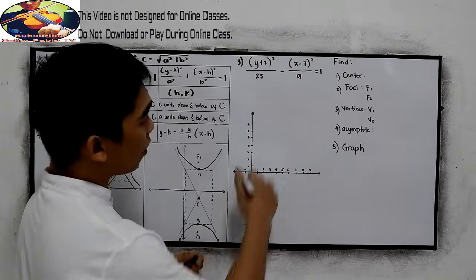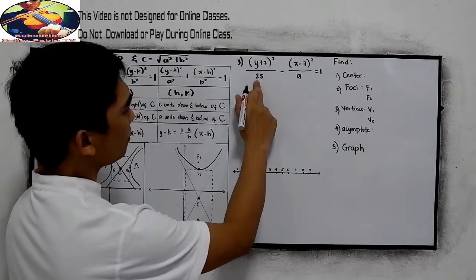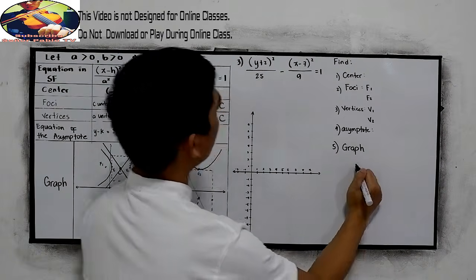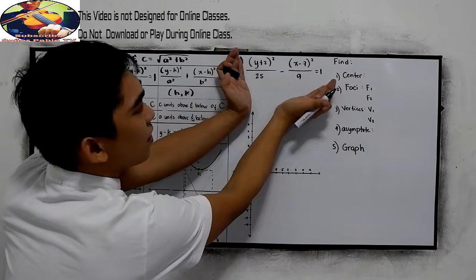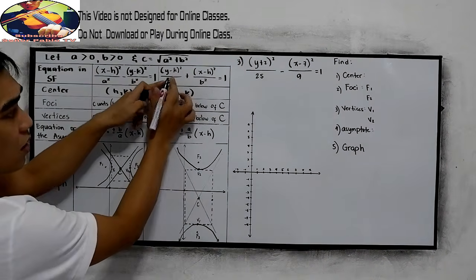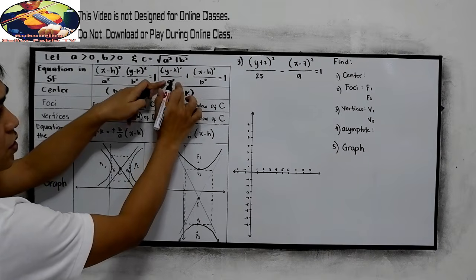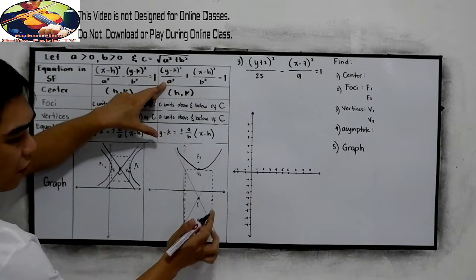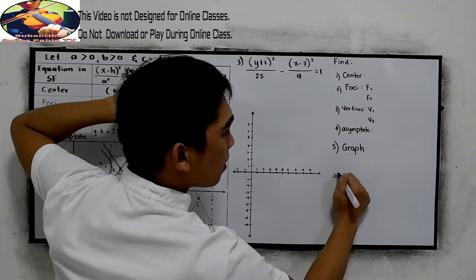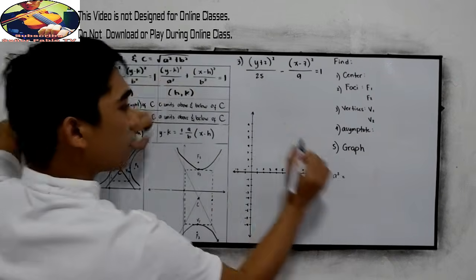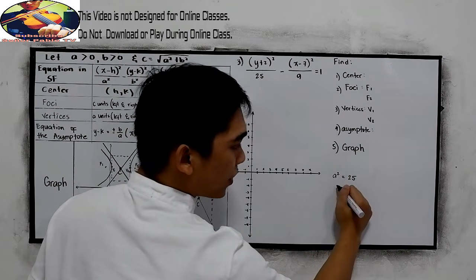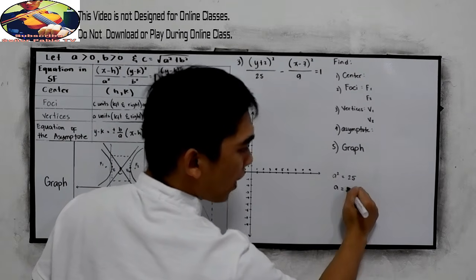So our a here is, study the given. So y plus 2, so it is in this form. So we are going to expect a graph like this one. So a squared is equal to 25. So extract the square root. Our a is equal to 5.